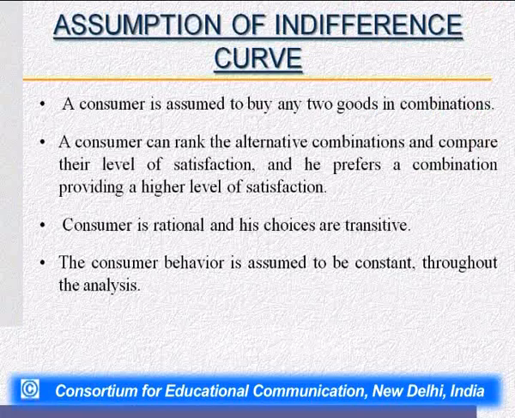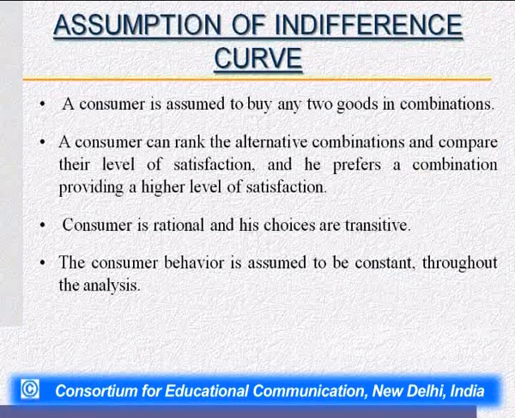How does it work? What are the assumptions of the indifference curve? Some of the assumptions are the same. A consumer is assumed to buy any two goods in combinations, either commodity X or commodity Y. A consumer can rank the alternative combinations and compare the levels of satisfaction. Suppose the consumer prefers a particular rank, where the consumer gets maximum satisfaction. Now the consumer can allot a rank preference for their satisfaction.